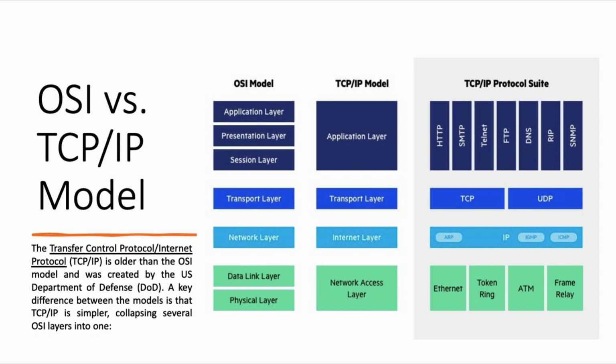TCP/IP model, or Transmission Control Protocol Internet Protocol Model, is a conceptual framework used for understanding how different networking protocols interact within a network. It is the foundation of the Internet and serves as a guide for the design and functioning of network protocols. The TCP/IP model consists of 4 layers, each responsible for specific aspects of network communication.